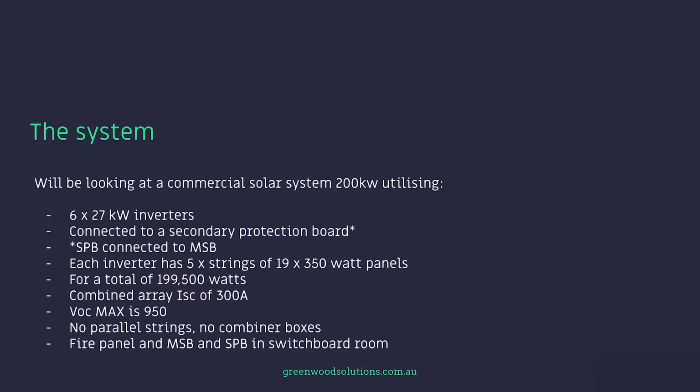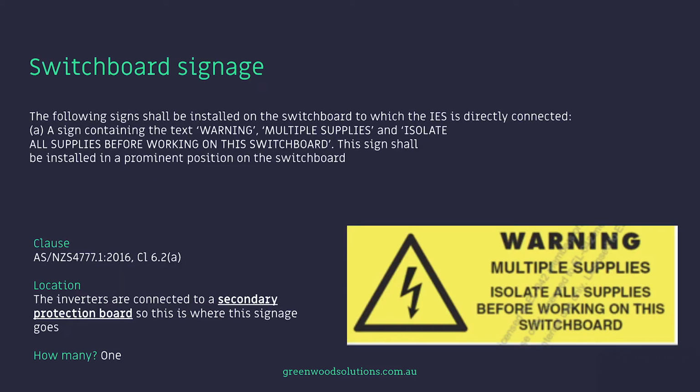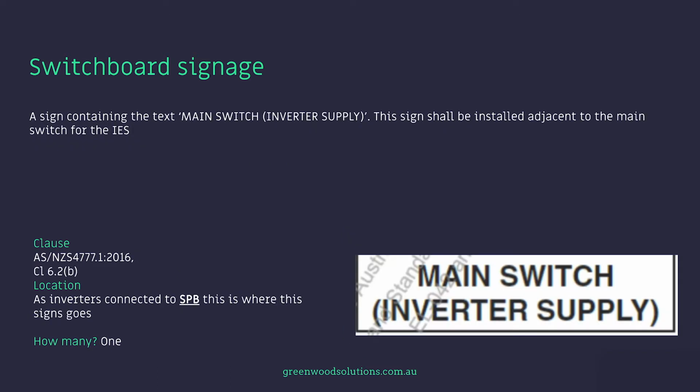Okay, let's get stuck into it. In this particular example, we are looking at AS4777.1, clause 6.2a. The inverters are connected to a secondary protection board, so this is where this signage goes. And there's one of them. In this case, we are looking again at 4777.1, clause 6.2b. Location again, as inverters are connected to a secondary protection board, this is where this sign goes.